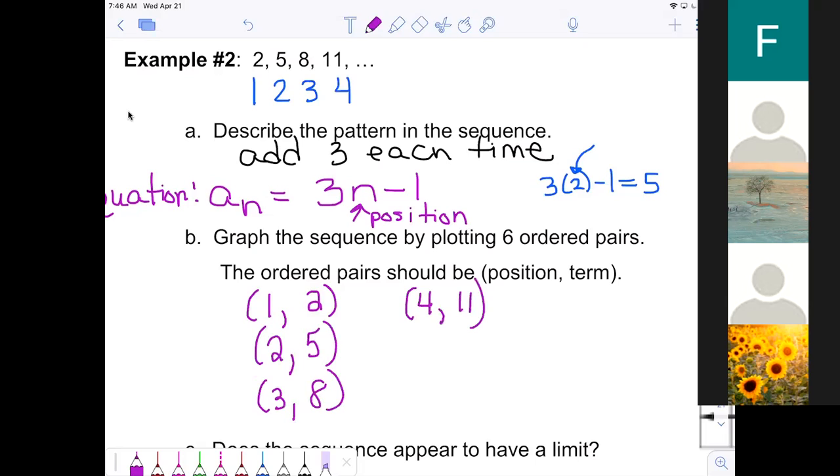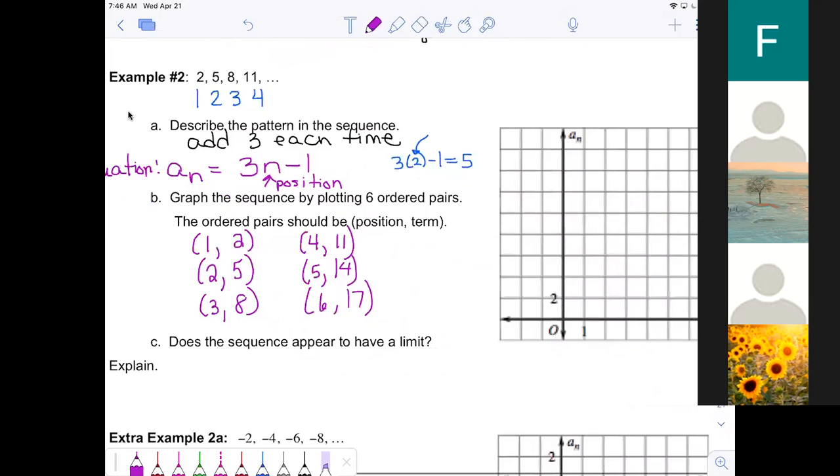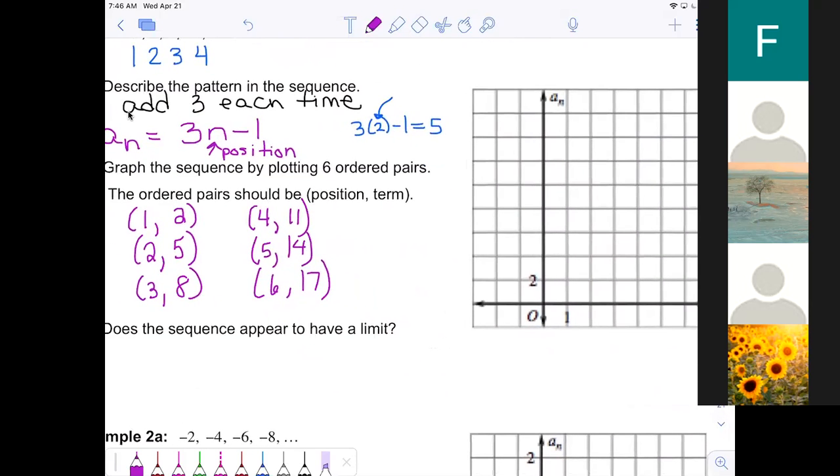Jaden, we're asked to find 6. So what would be the 5th term of the sequence? 14, and then the 6th term is 17. 17. Nice. So we're going to plot these as points. Notice that the graph is counting by 2s. See if you can plot those points. The y values are counting by 2s. So the x's are just counting by 1s.